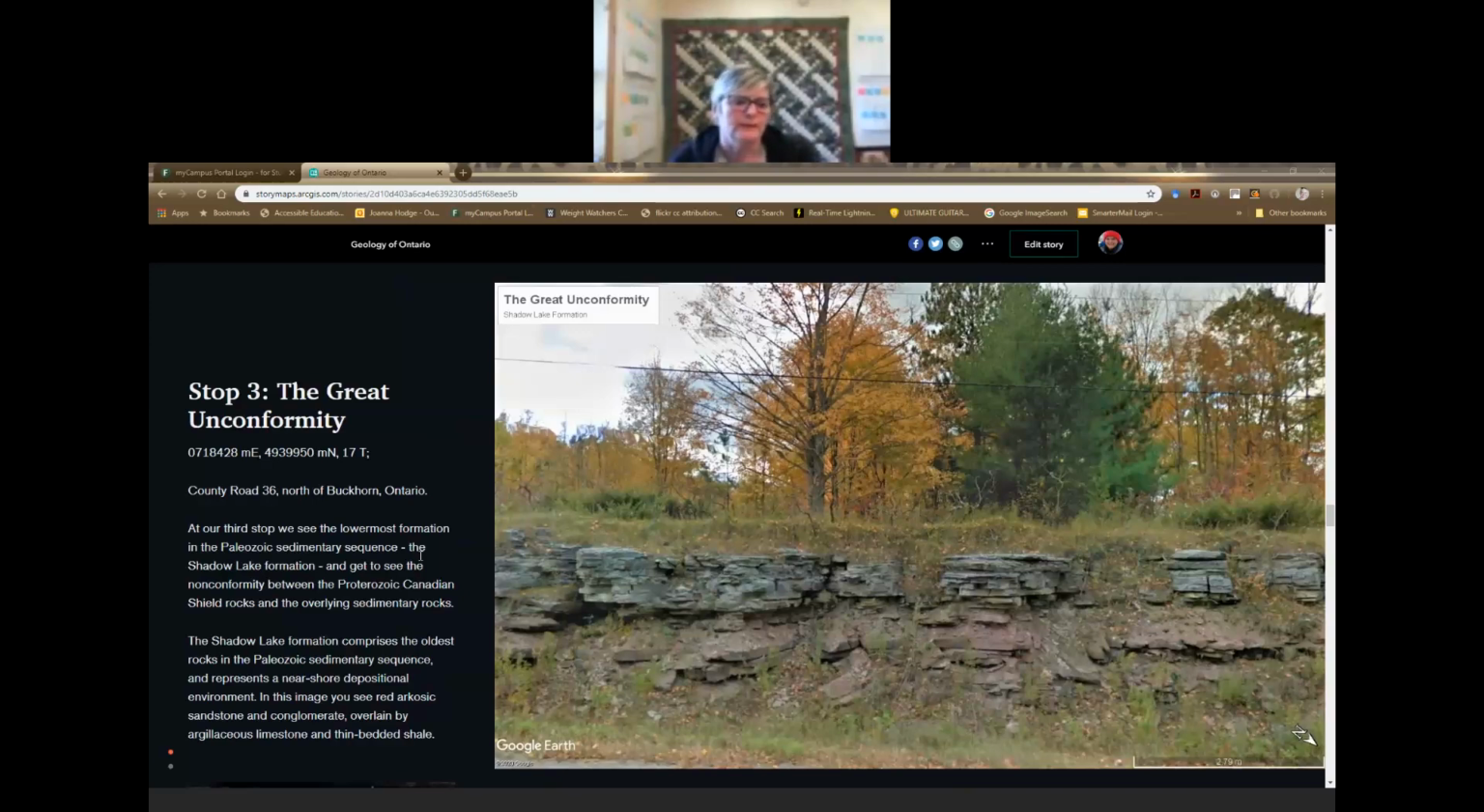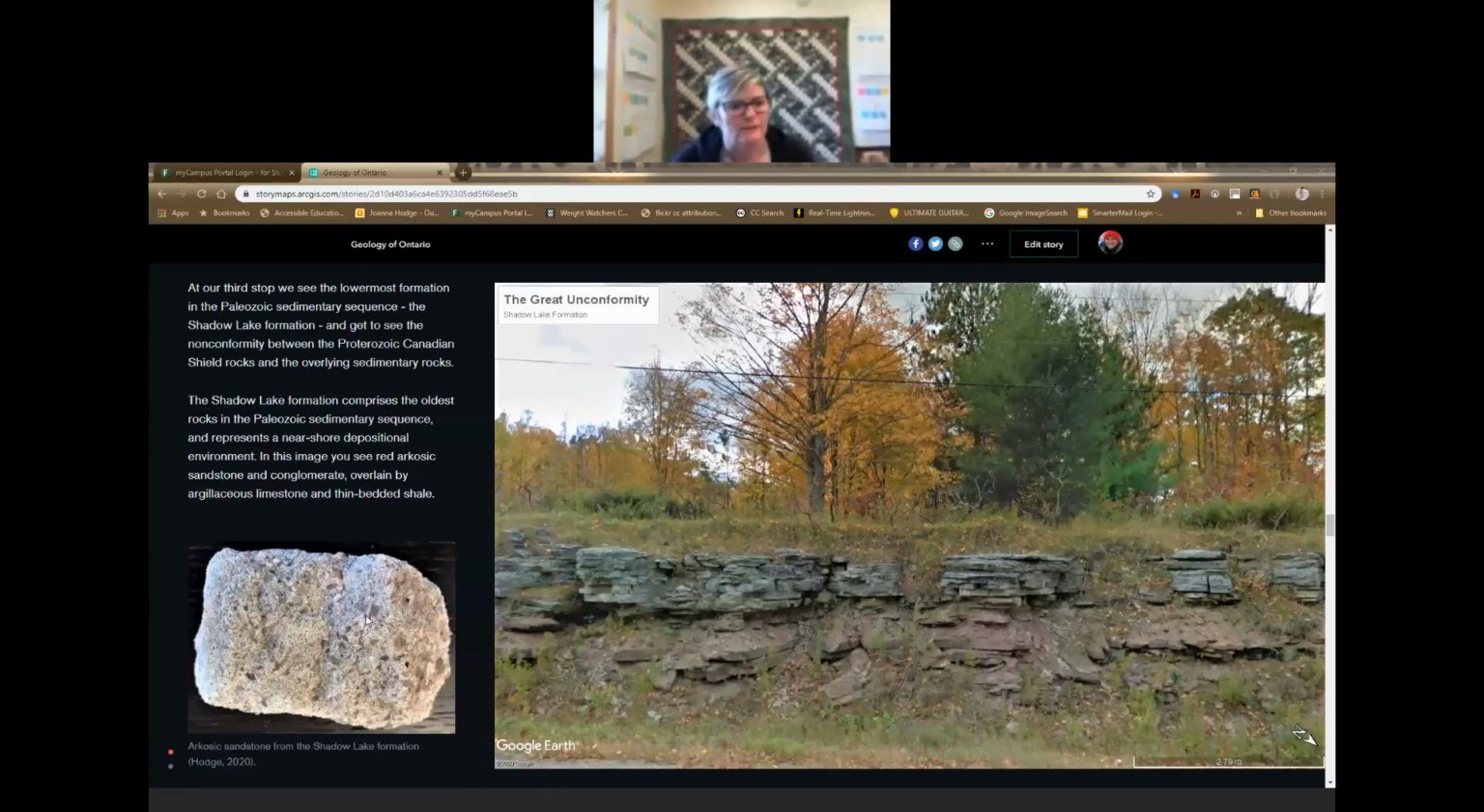We also, in this location, get to see the unconformity between the Canadian Shield rocks and the sedimentary rocks that overlie it. So the Shadow Lake Formation is pretty interesting. It is the base of the sedimentary sequence, and it is the oldest rocks that we see. And what it represents is a near-shore depositional environment.